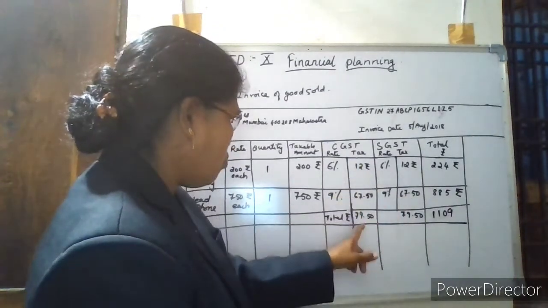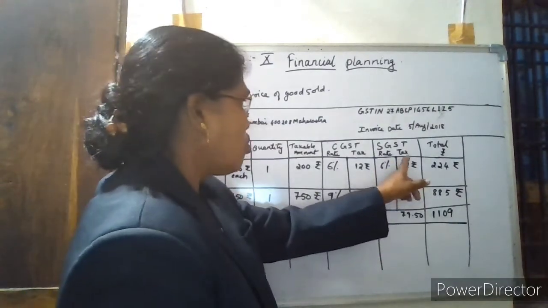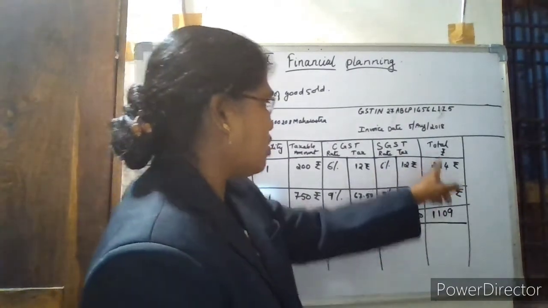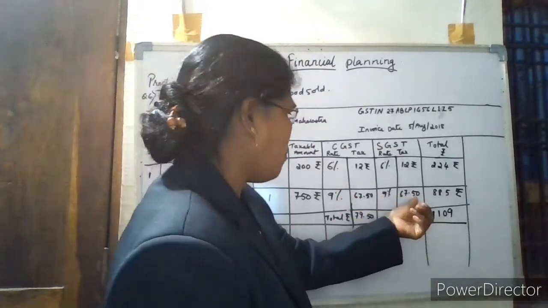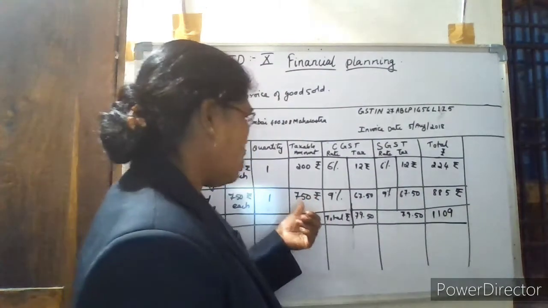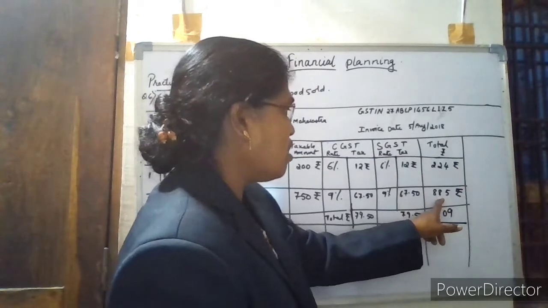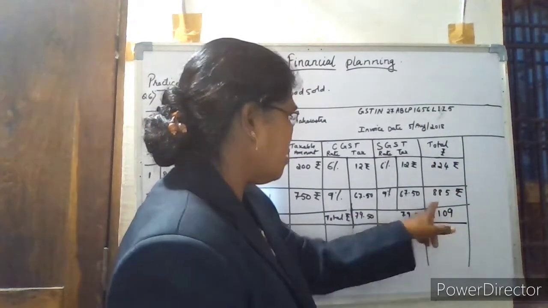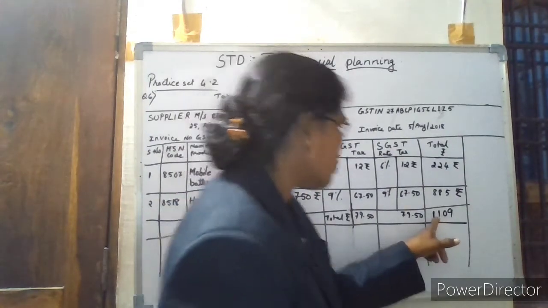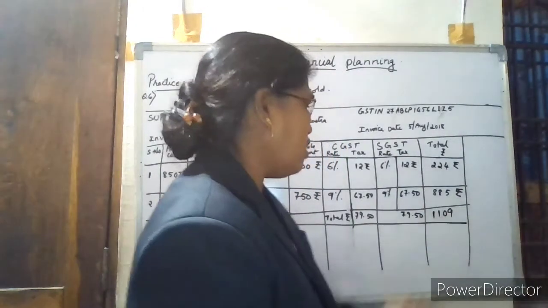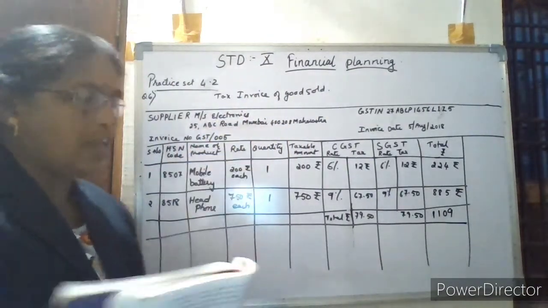Then add these two: your total CGST is 79.50, and here also total SGST is 79.50. And then 67.50 and 67.50 plus this 750. These three columns, if we add, it is 885. So this plus this is equal to 1109 rupees. So in this way we have to prepare the tax invoice.